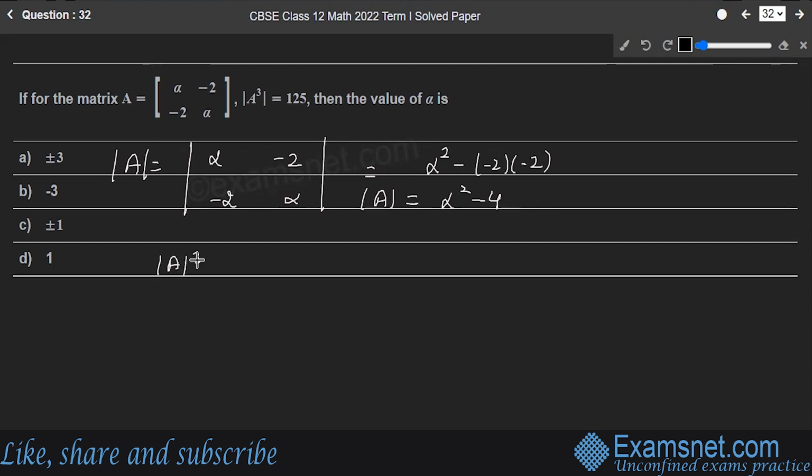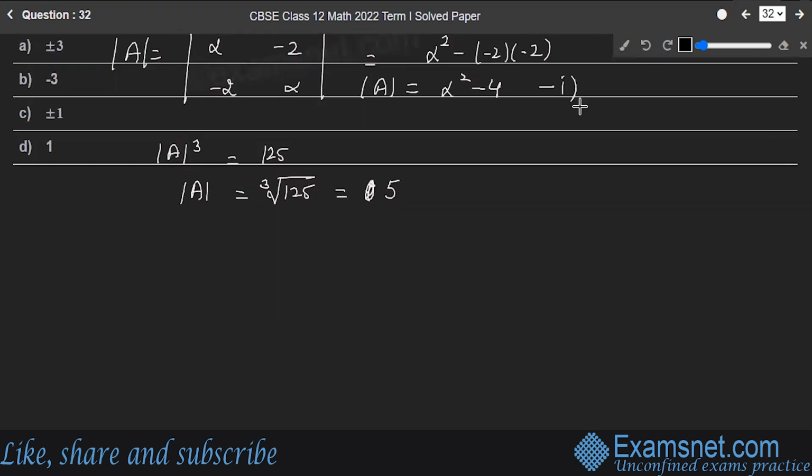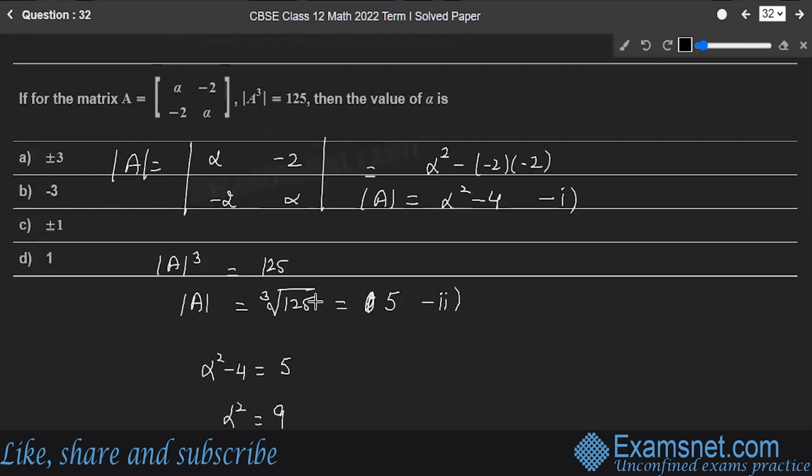You are also given that the determinant of A cube is equal to 125. That means the determinant of A is the cube root of 125, which gives you 5. So from 1 and 2, you have alpha square minus 4 is equal to 5, or alpha square is equal to 9, which gives you alpha is equal to plus minus 3, which makes option A the correct answer. Hope you got that. Let's move to the next question.